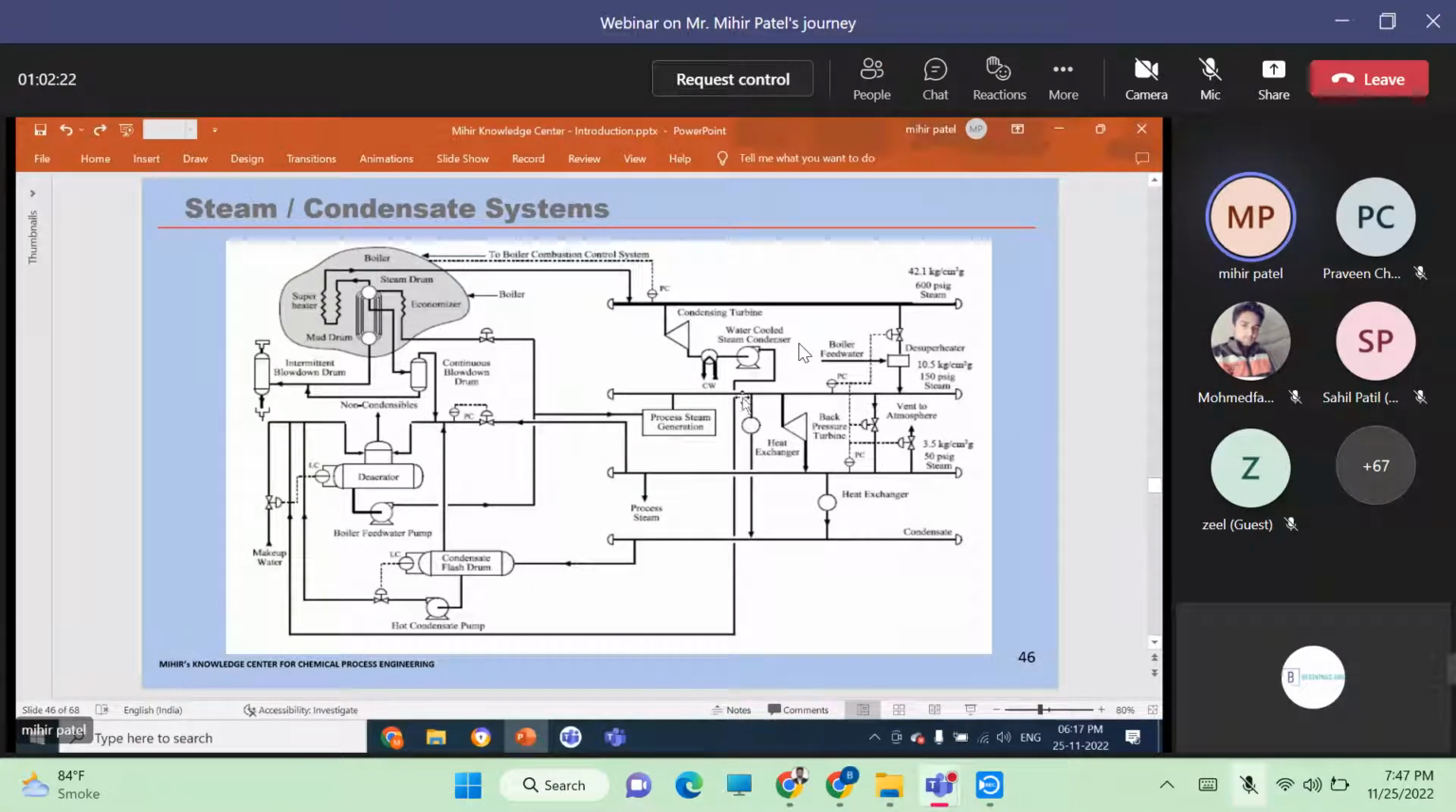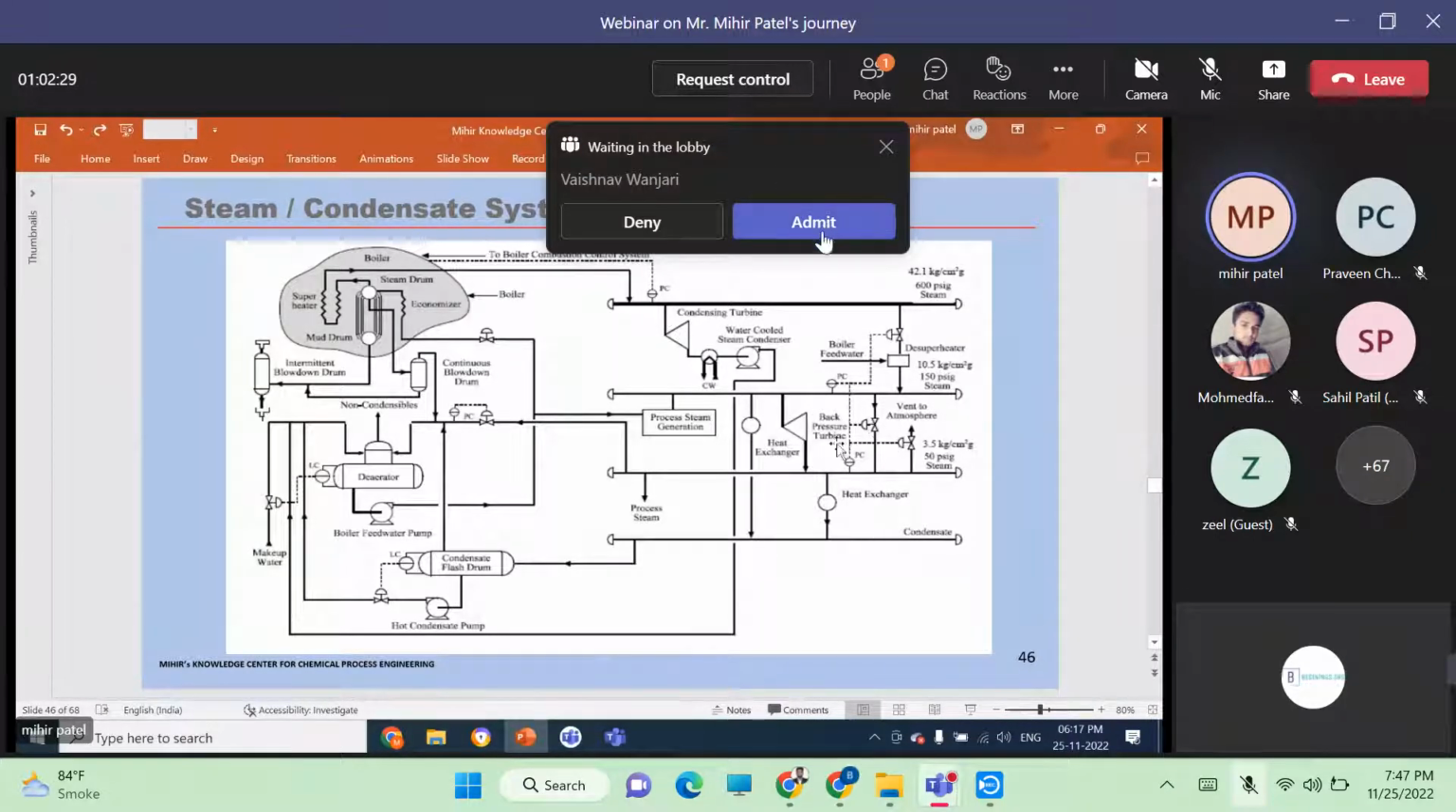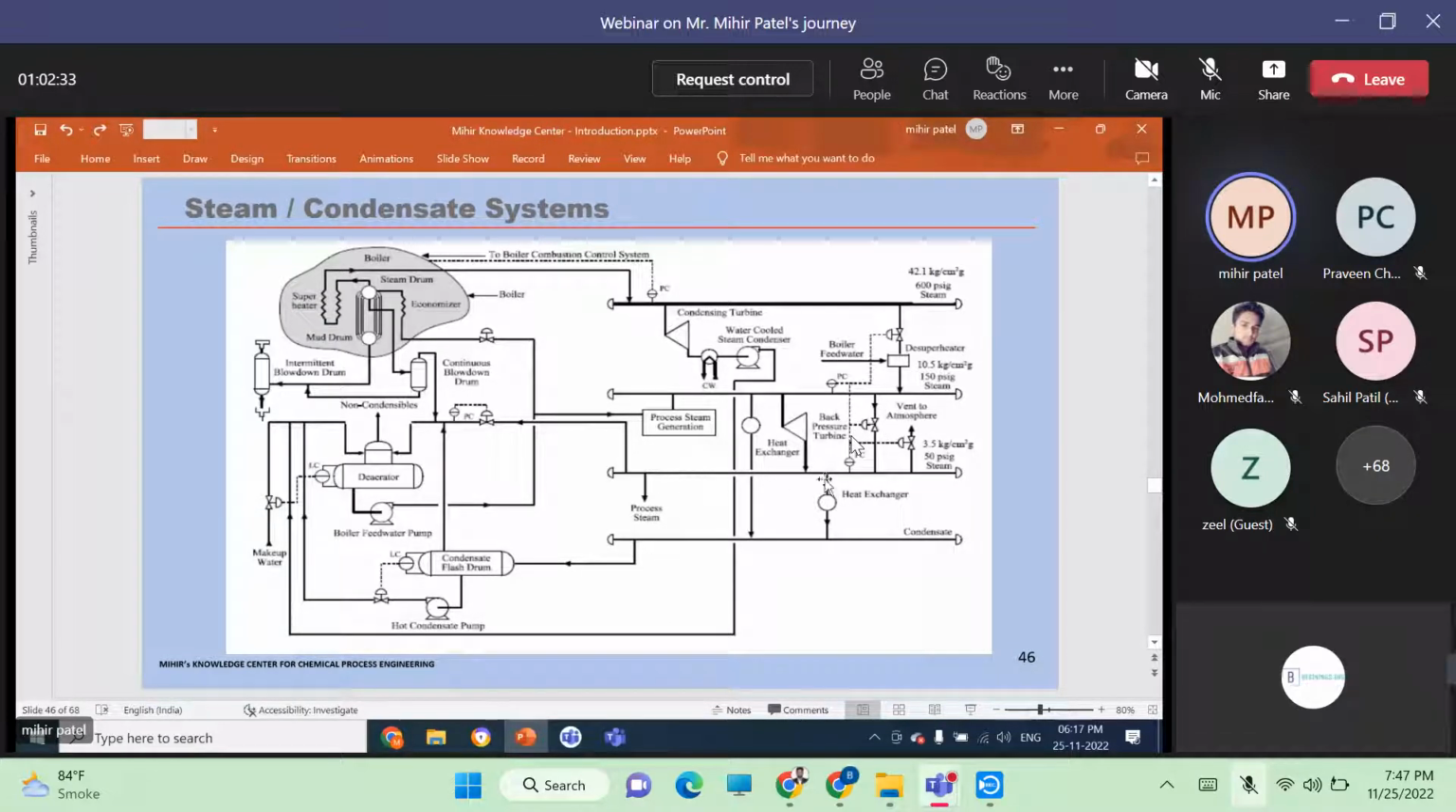And from 150 again you have consumers here. So using the consumers like this heat exchanger is there, and then the condensate comes out. You can have turbines here, and then this is the low pressure header here, 3.5 kg, 50 psig steam header, and the condensate is recycled back to the flash drum, to the deaerator, where the CO2 and oxygen are removed, and then the boiler feed water pumps it back to the boiler. So this is a typical boiler, large petrochemical refinery plant, steam condensate network system.